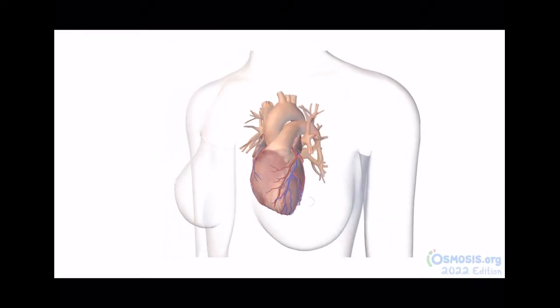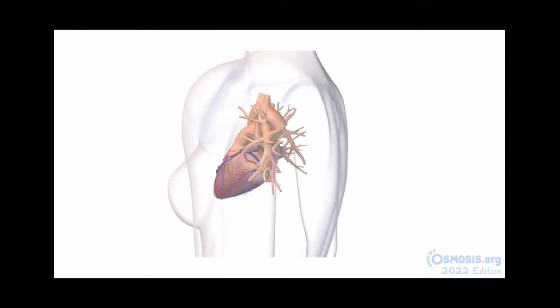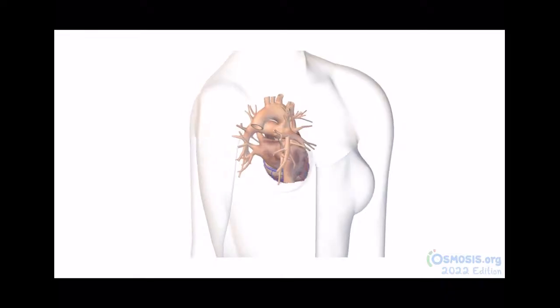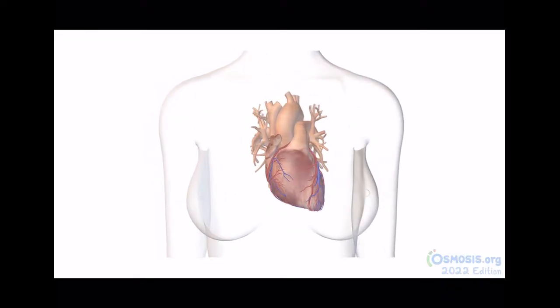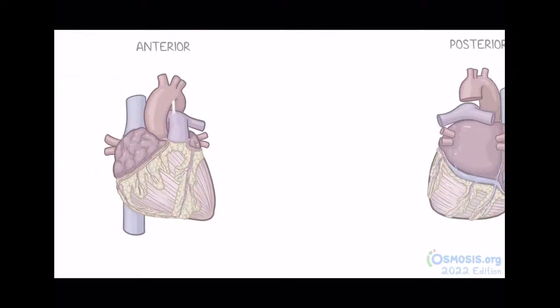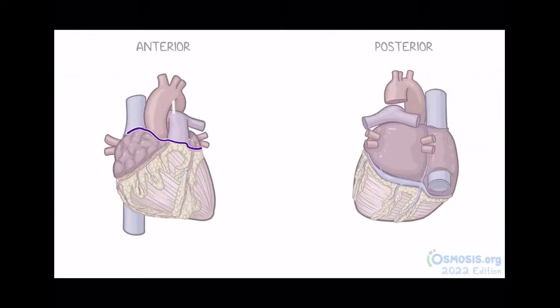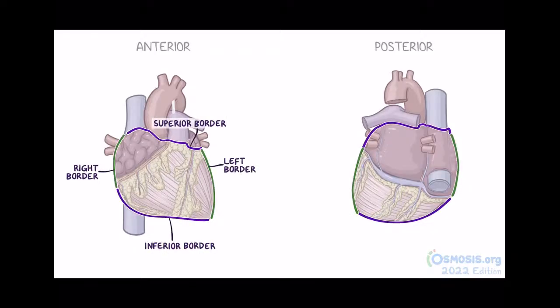So looking at it in 3 dimensions, the heart looks like an upside-down, tipped-over pyramid with 4 sides, a base that's mostly posterior, and an apex or tip that points anteriorly and slightly to the left. On an anterior or posterior view in 2 dimensions, the heart is shaped like a trapezoid, so it has a superior and inferior as well as a right and left border.